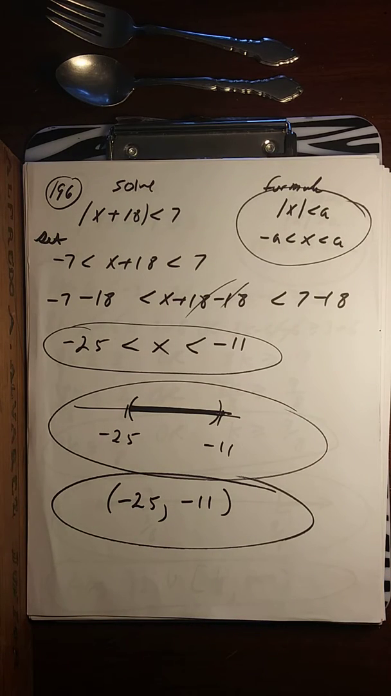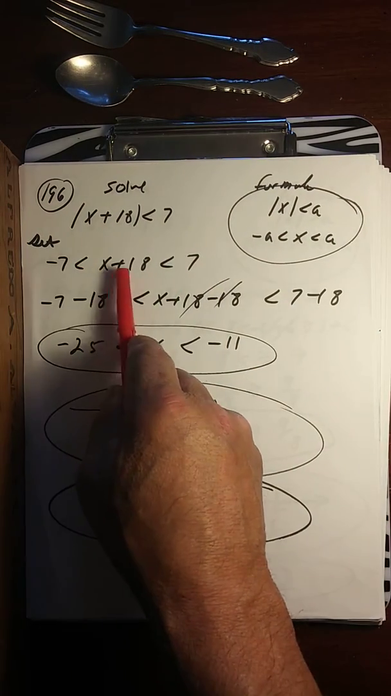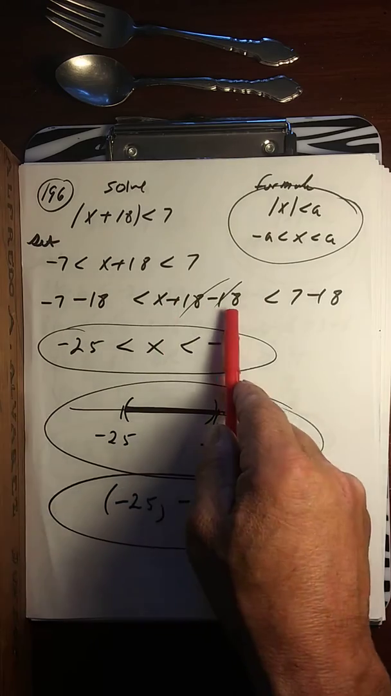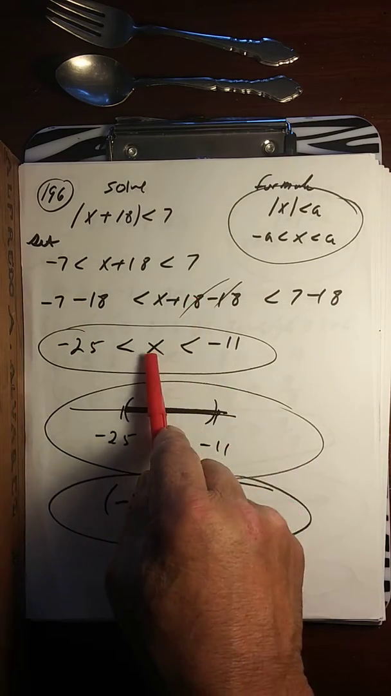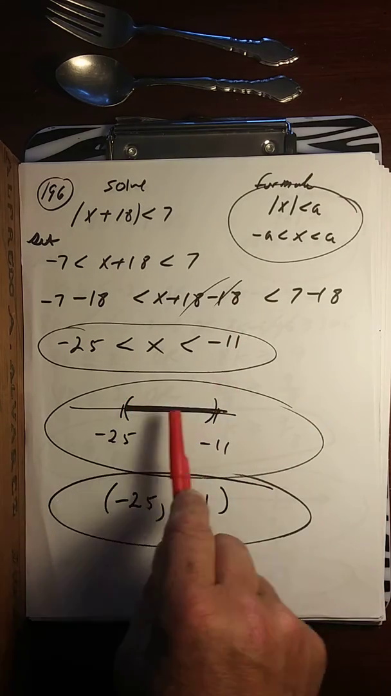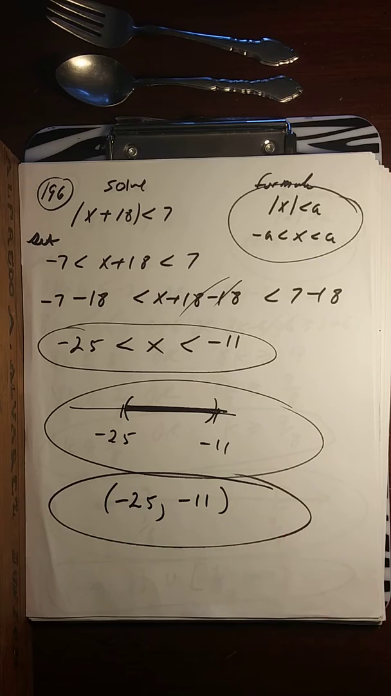Absolute value of x plus 18 less than 7. So that means you use the formula right here. So set it up: negative 7 less than x plus 18 less than 7. Minus 18, minus 18, minus 18 all the way across. So that's going to give you negative 25 less than x less than negative 11. Or write it with open parentheses, negative 25 to negative 11. Or from negative 25 to negative 11.